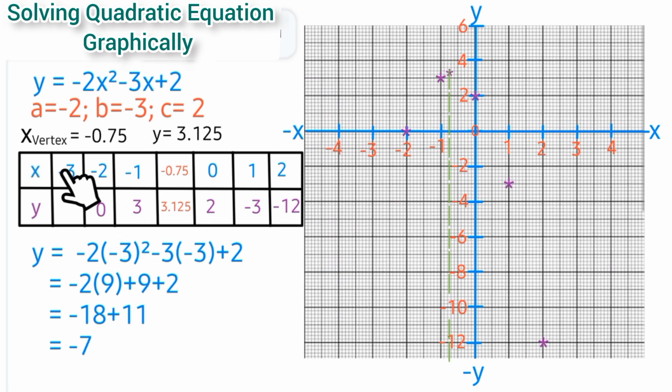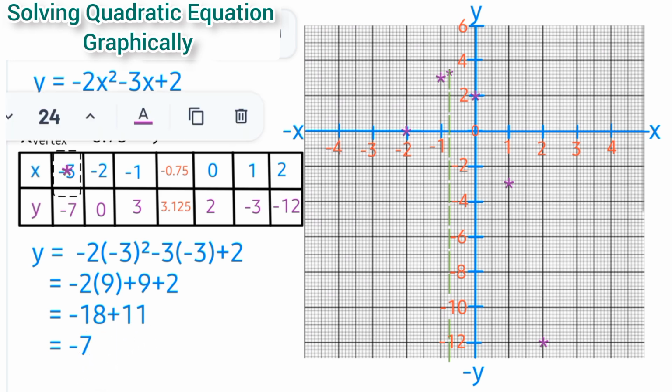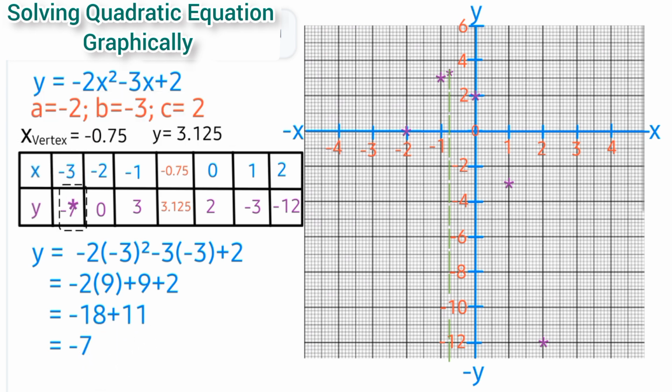When x value is minus 3, we have minus 2 times minus 3 squared, minus 3 times x being minus 3, and then plus 2. Minus 3 squared gives 9. Minus 3 times minus 3 gives positive 9, and then plus 2. Minus 2 times 9 gives minus 18. 9 plus 2 gives 11. Minus 18 plus 11 gives minus 7. So when x is minus 3, y value is minus 7.